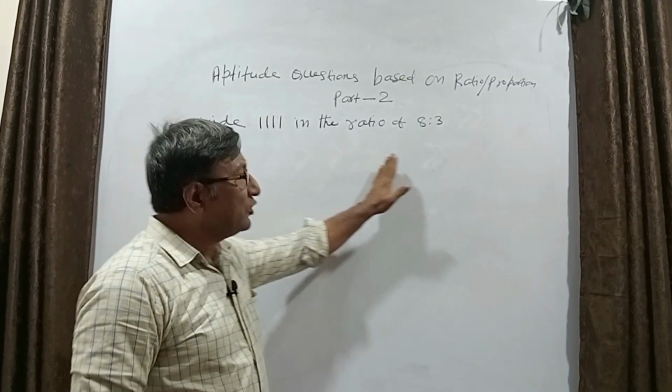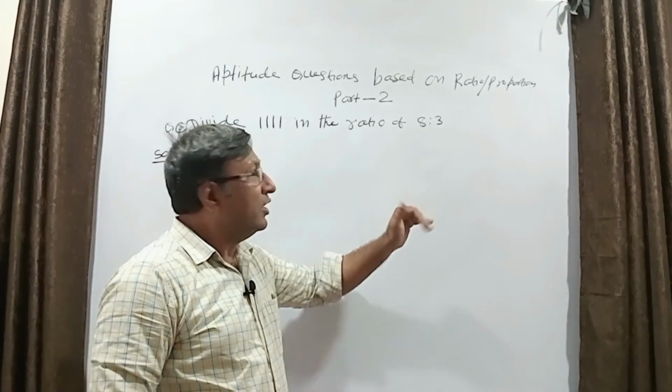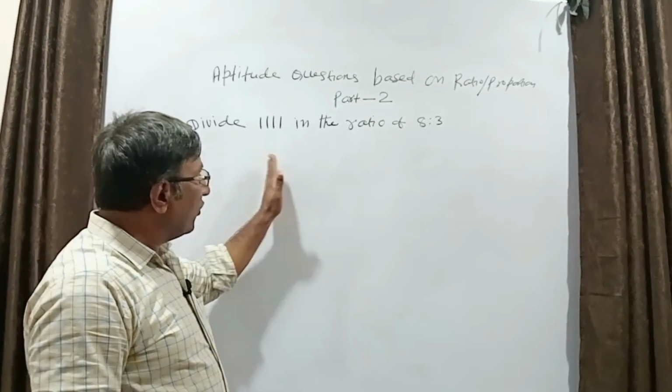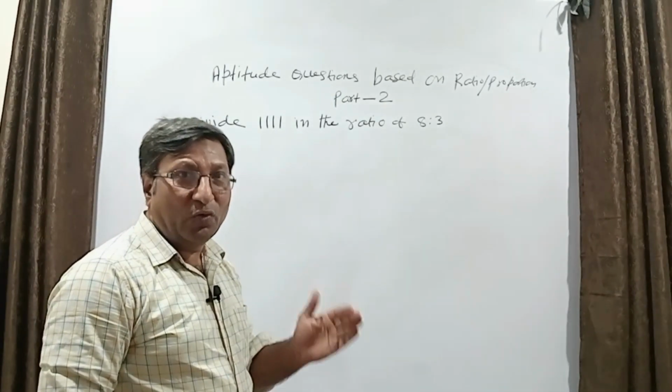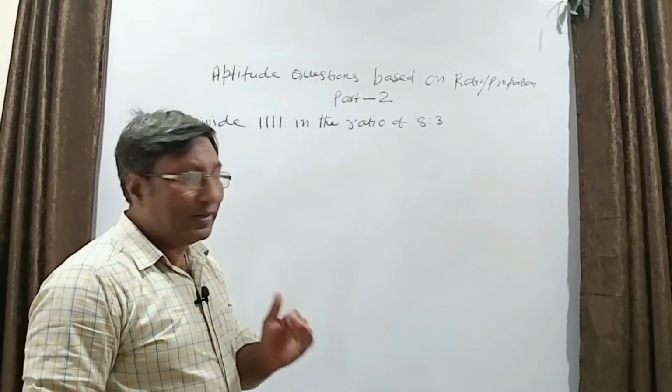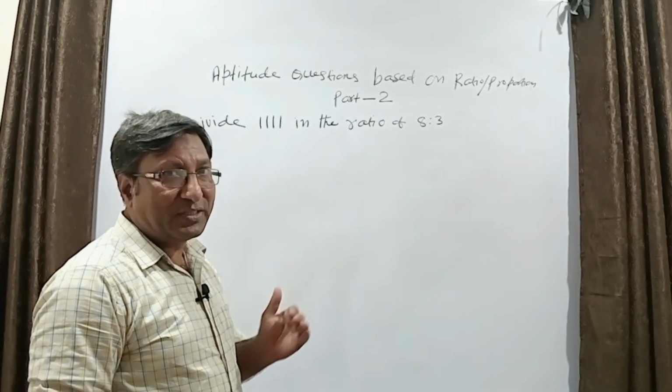1111 in the ratio of 8:3. So for this type of question, there is a simple technique. We are solving this question by two methods: first the basic method and then the tricky method. So first, let us see what the basic method is.